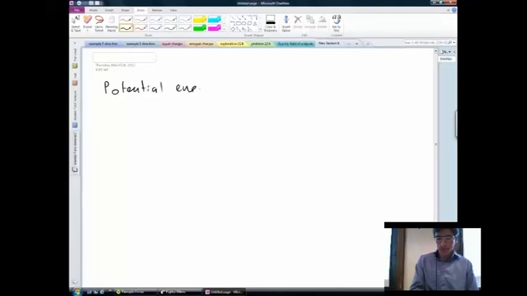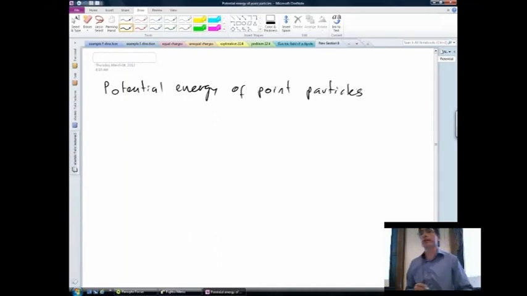What about the potential energy of point particles? We just talked about the potential energy of a particle located in a constant electric field. Now, what about if the particle is located in a region of space that has an electric field produced by another particle? So you have your charge Q, and you bring another one. Let's say that you have another charge, little q here, at location 1, and you let that particle move.